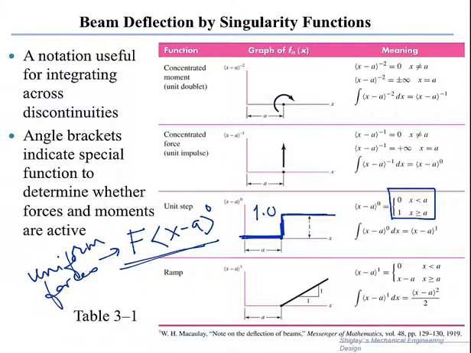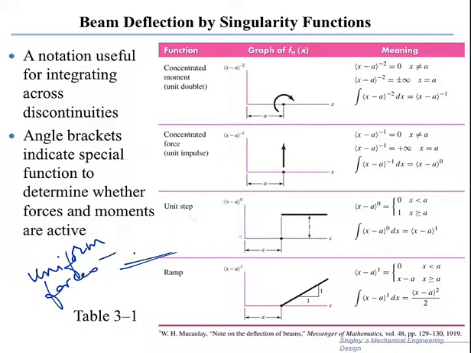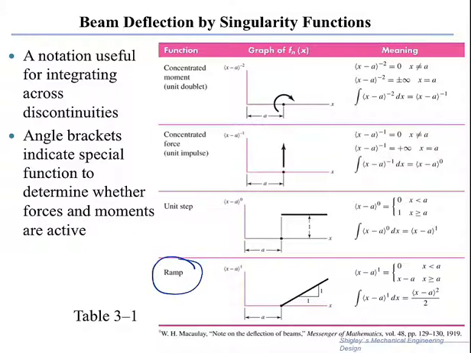Finally, we have the next in the hierarchy. If we do the integration of the unit step function, we get the ramp function. The ramp function is represented as x minus A in angular brackets, raised to the power plus 1. The value of the function is equal to 0 for x less than A, and is equal to x minus A for x greater than or equal to A. This means that it's linear, a straight line, and the slope of the straight line is equal to 1, and it is turned on at this point, x equals A.